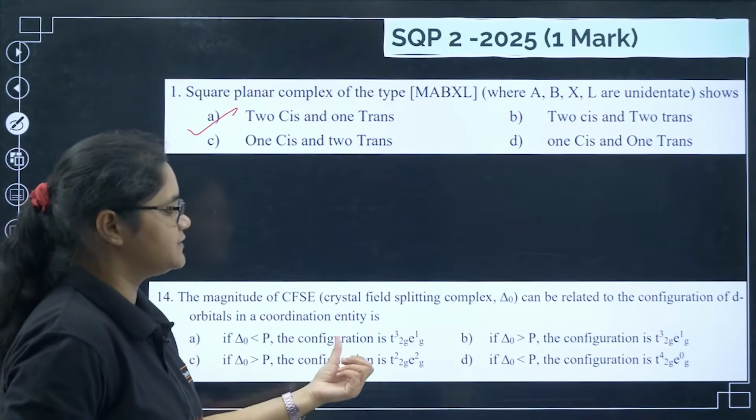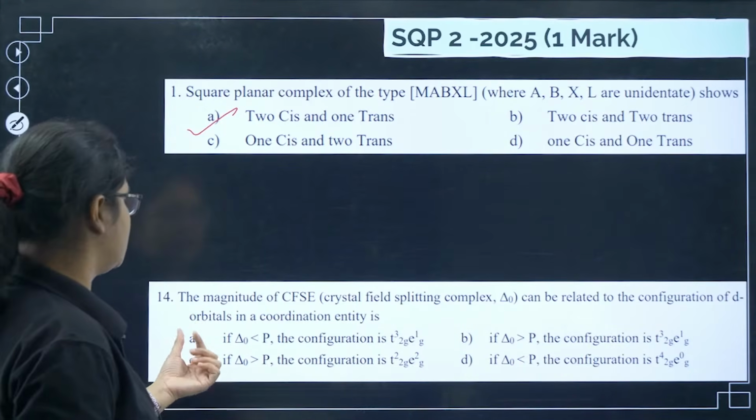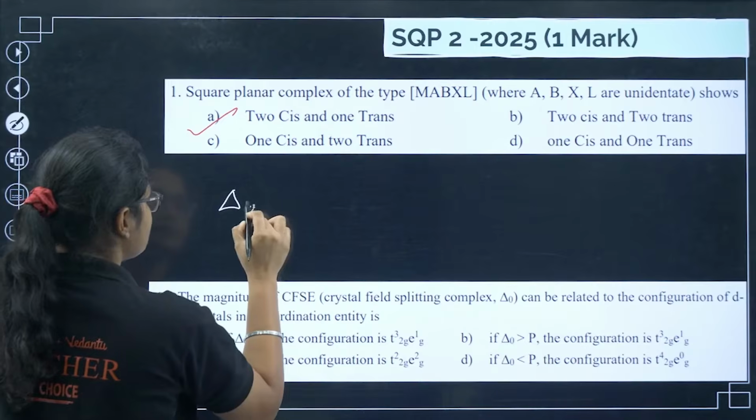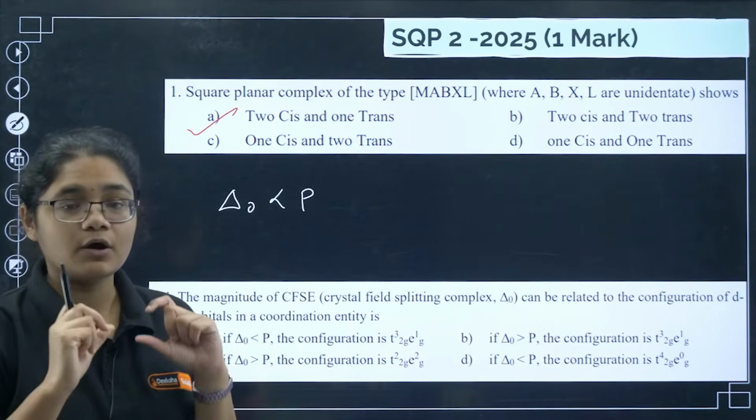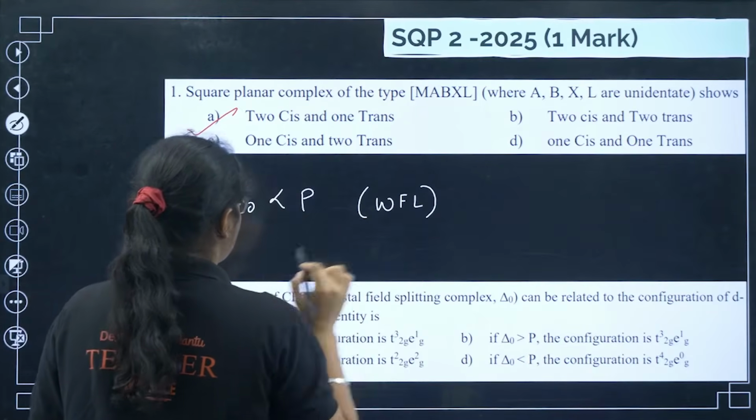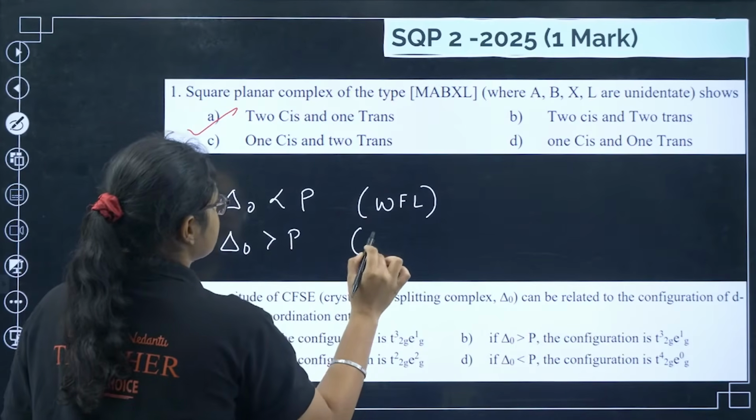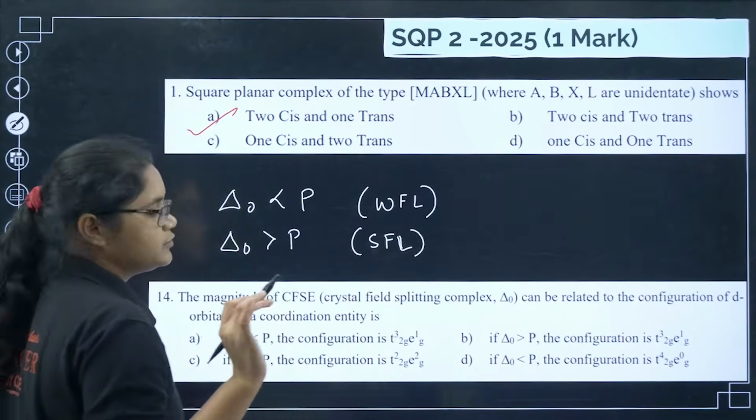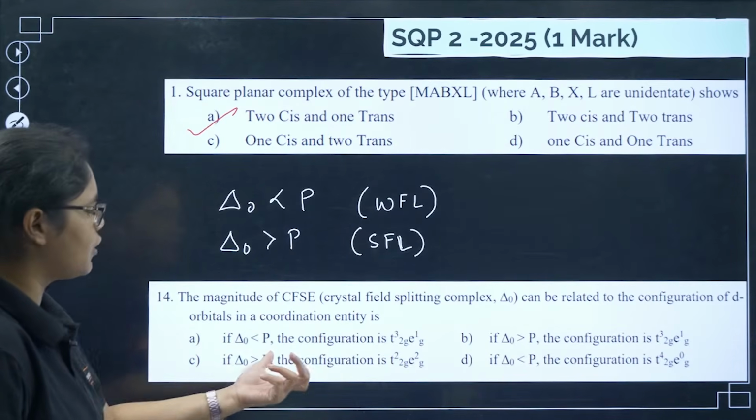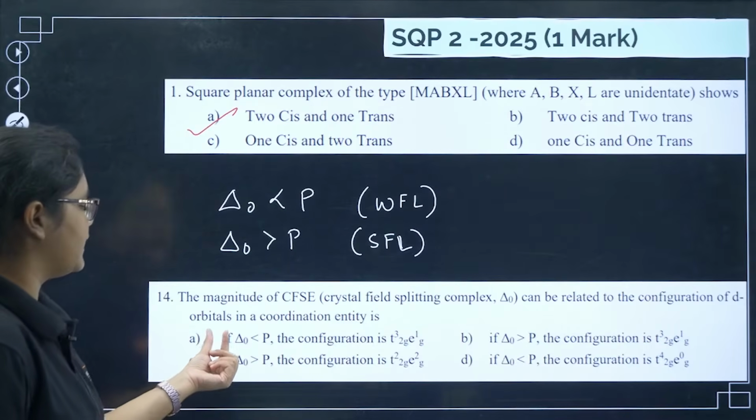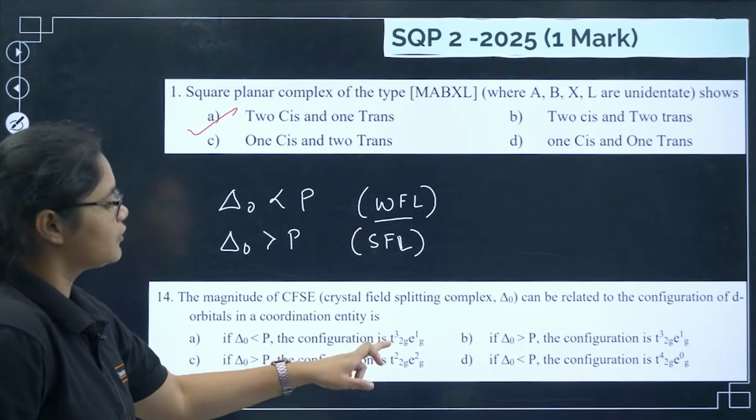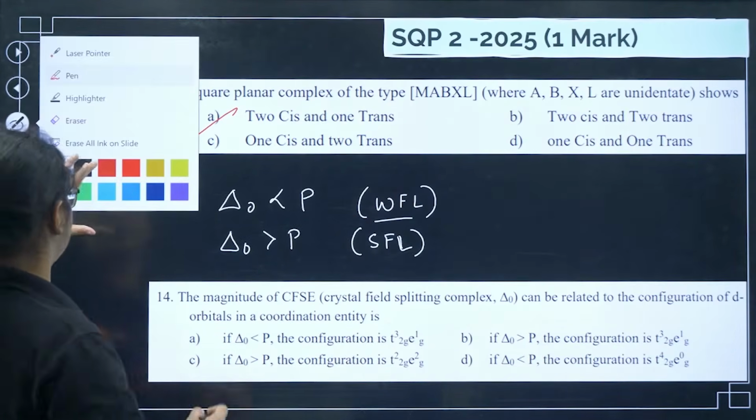Next, the magnitude of CFSE can be related to the configuration of d orbitals in a coordination entity. Let me tell you, if delta O is less than P, it is a weak field ligand configuration, and if delta O is greater than P, then it is a strong field ligand configuration. Our question is asking about the d4 configuration. If delta O is less than P, that means weak field ligand, and in that case the configuration will be t2g3 eg1, which is correct.